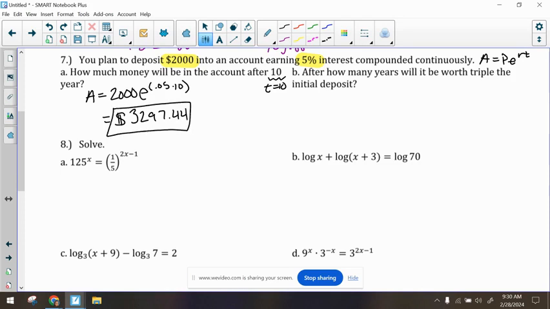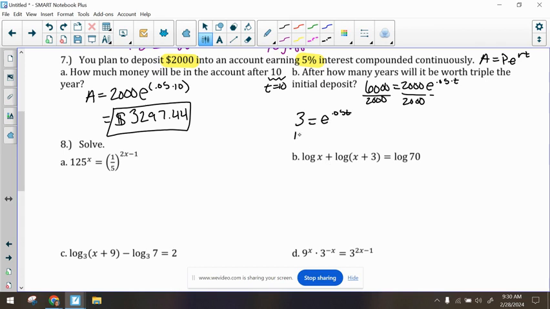Question B says, after how many years will it be worth triple the initial deposit? So if we initially put in $2,000 and we want to triple it, that's 6,000 equals 2,000 e to the 0.05 times t. So t is going to be our unknown. That's what we're solving for. So I'm going to divide by 2,000 on both sides. And we get 3 equals e to the 0.05 times t.